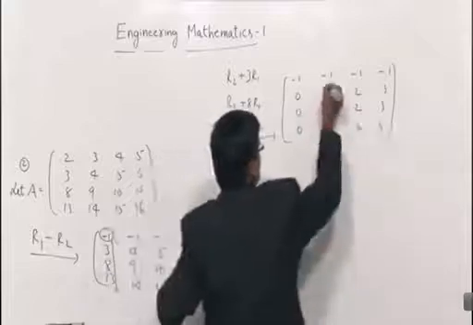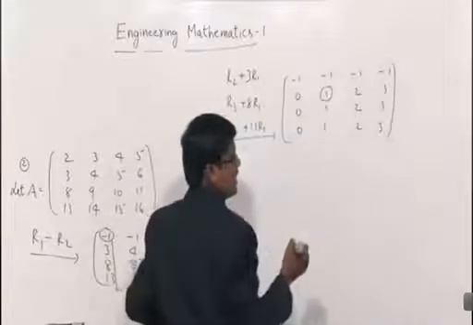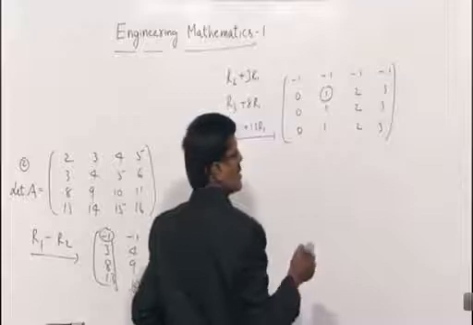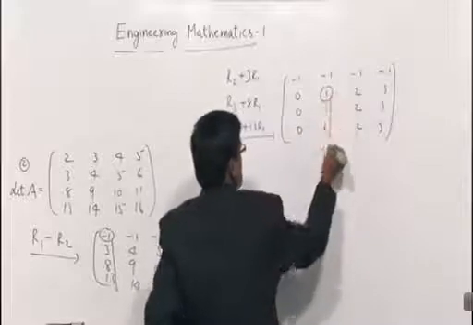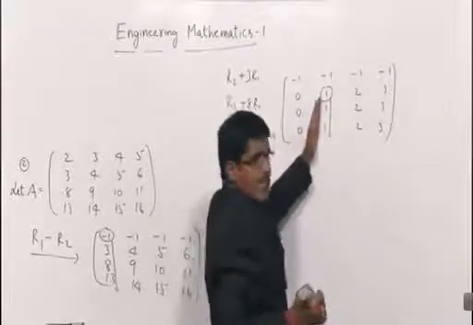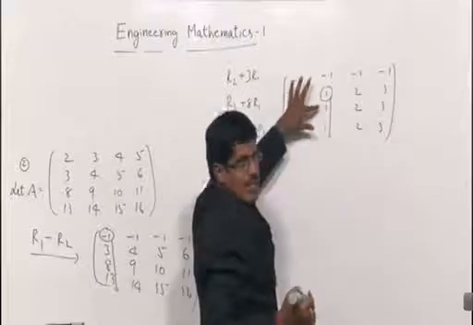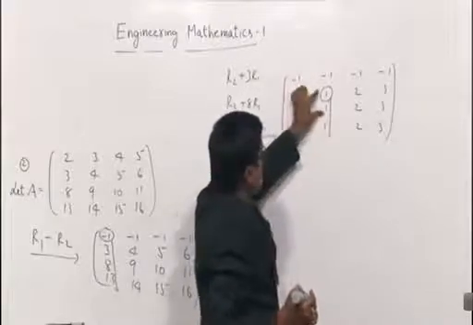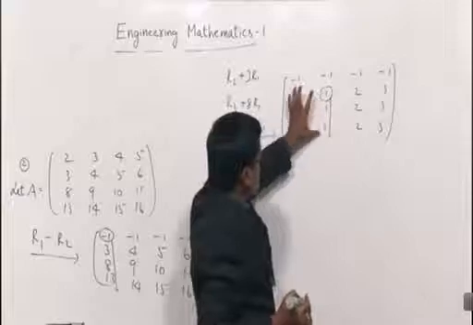Come to the second row. Where is the first non-zero element? This second diagonal element itself is the first non-zero element in the second row. Put the down arrow, which indicates the corresponding elements are to be made 0. Now in the next step, what are the operations to be done? R3 with R2, R4 with R2.